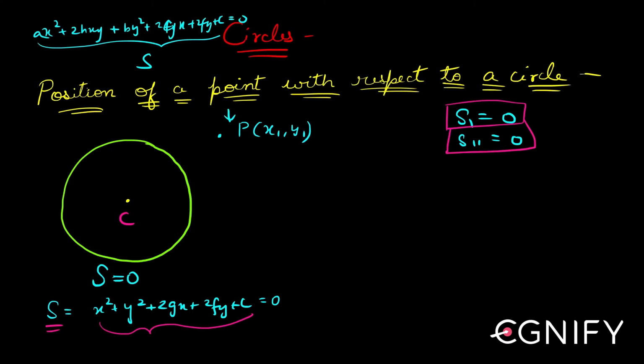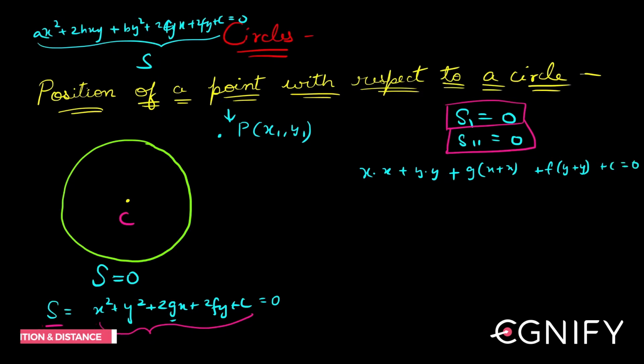Let this point be your x1, y1, P. What do I mean by S1 equal to 0? S1 equal to 0 means what I will do is, this is x square, right? So I will split it into x into x, y into y, plus g into 2x. So 2gx means g into 2x, so g into x plus x is what I will do. f into y plus y is what I will do, right? Plus c is equal to 0.